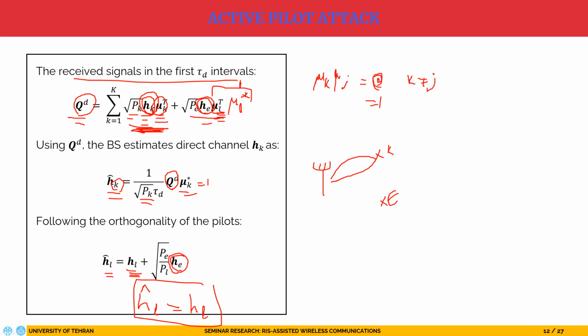But here we have HE. HE is the channel of the eavesdropper, the channel between the eavesdropper and the base station. So by adding this channel to the estimated channel, the base station doesn't only send the signal to user K, but it also sends the signal to user E, which is the eavesdropper. So the eavesdropping is done, and the attack is complete. The eavesdropper reached success.